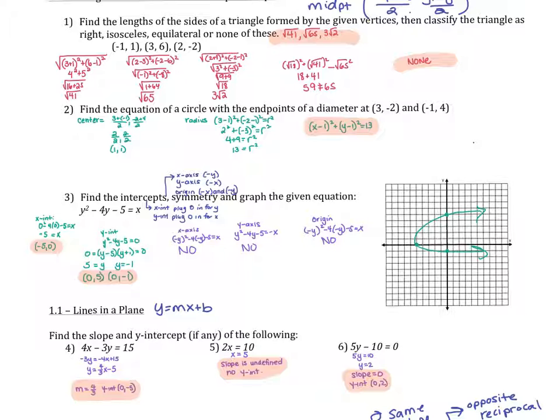2, center, and I picked totally random numbers and then got something easy for my center. So just be careful, be prepared for fractions that could happen. All right, you should have gotten x minus 1 squared plus y minus 1 squared equals 13.